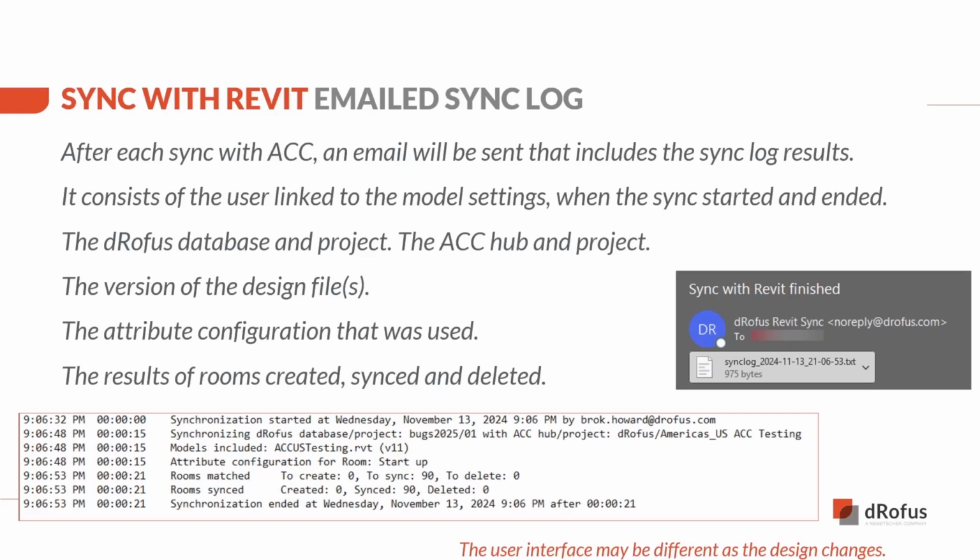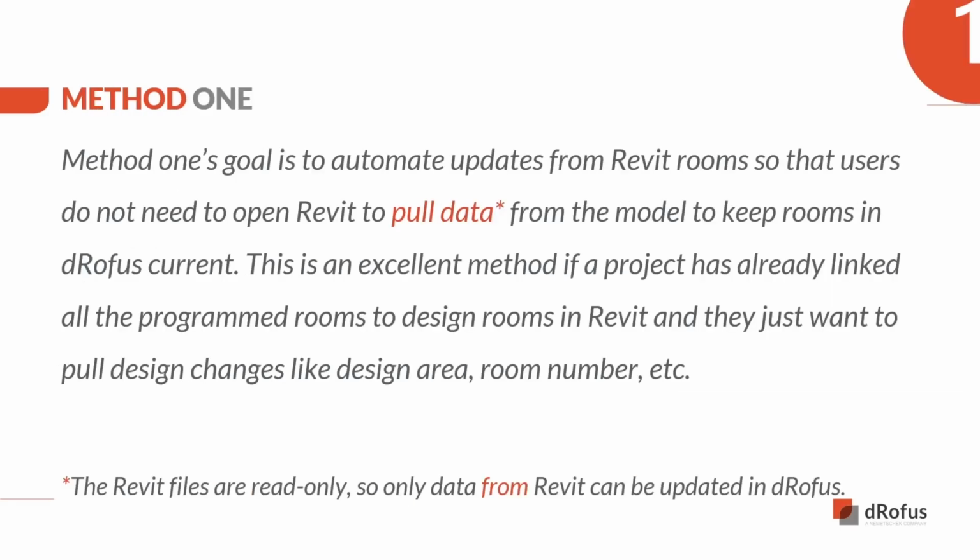You'll see a little attachment. It has a short log, and that log clarifies when it happened, what ACC project was being used, what dRofus project was being used, what version of that design file was being used, what configuration was used, and then the actions, whether we found a certain number of rooms that we matched, and if we were able to synchronize those, and when the sync finished. So this little log is a really valuable way of understanding what data transactions were actually done between ACC and dRofus. So let's talk about method one.